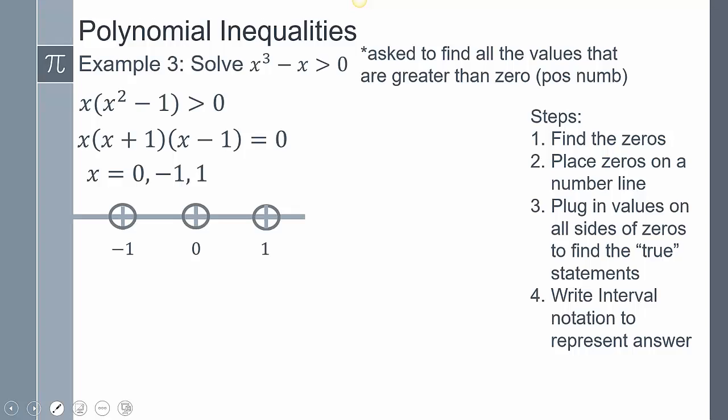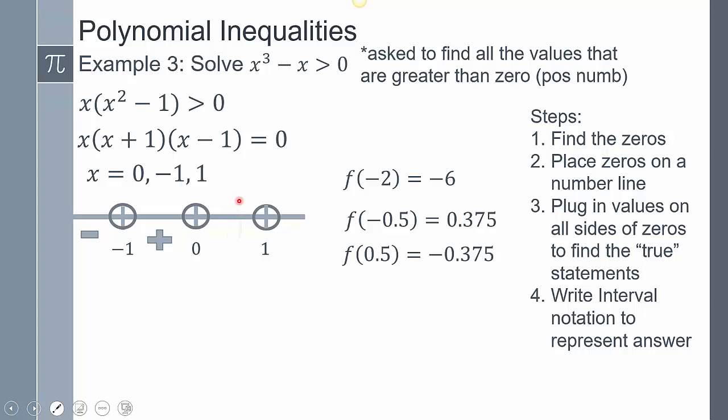Now, step 2, place those values on a number line. They all have open circles because there's no equal to. So now I need to plug in values from each of these intervals. If I plug in -2, I got -6, so this is going to be negative. If I plugged in a value here, -0.5, I got a positive 0.375, so that's positive. If I plugged in a value here, I got negative, and I plugged in a value on this side, and I got positive.